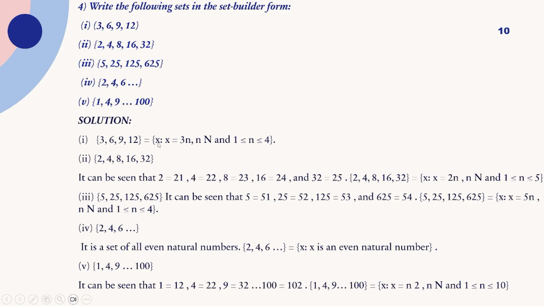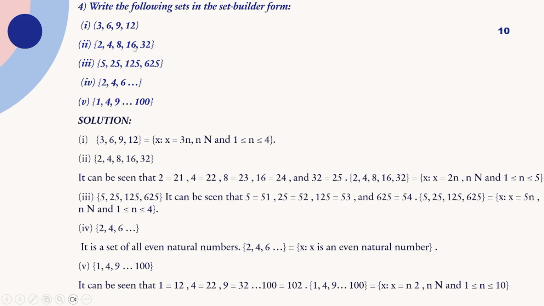We write x such that x equals 3n, where n belongs to capital N, and n should be a small n. Here we have written that n is greater than or equal to 1 but less than or equal to 4. Now let's discuss the second question.